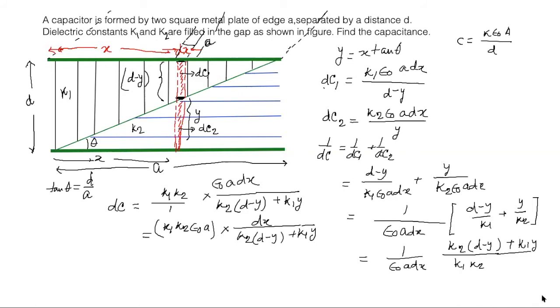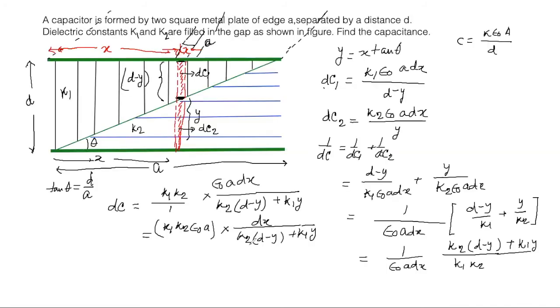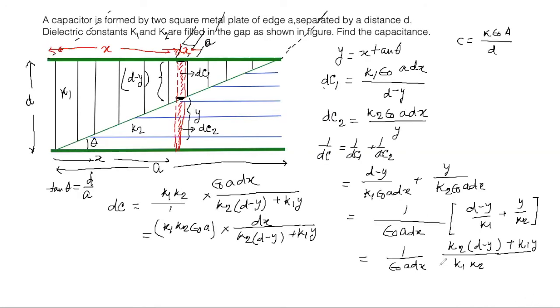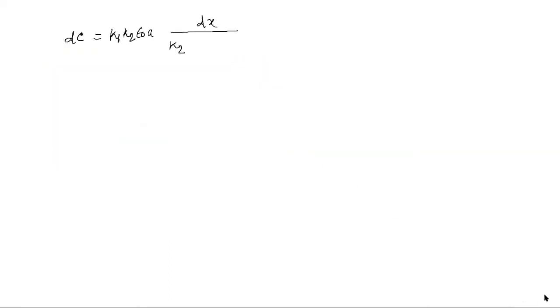So dC equals, we just have to copy K1, K2, epsilon naught A, right? K1, K2, epsilon naught A, dx divided by K2 D minus Y plus K1 Y. Okay, this is not a very tough integration. Y is basically the variable here, so we have to treat it likewise. So K1 K2 epsilon naught A, this is dx.